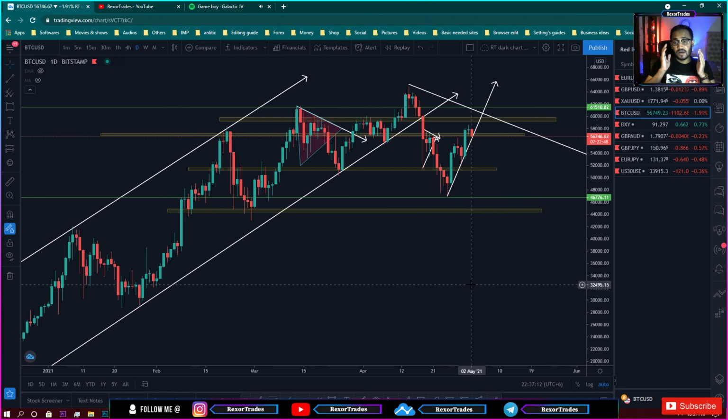So always combine price action and key zones with trend lines to confirm your entries on whichever pair you're trading. So that's my analysis on these pairs that you saw.